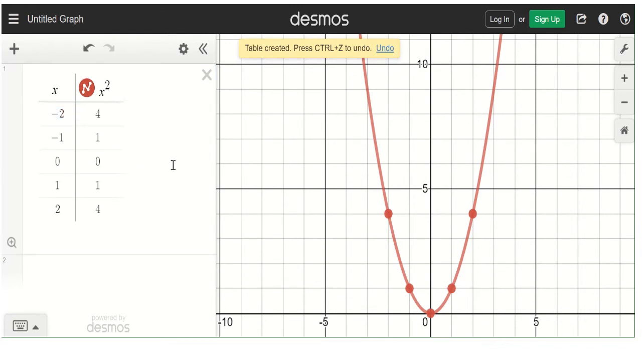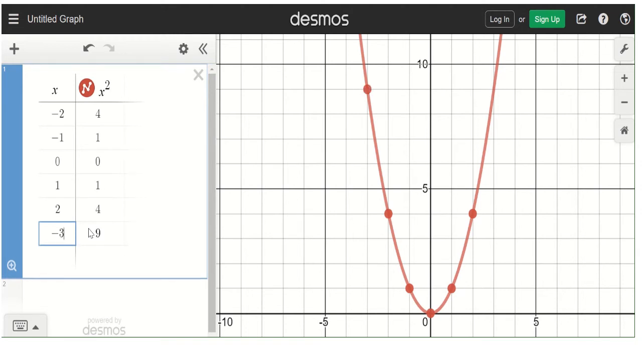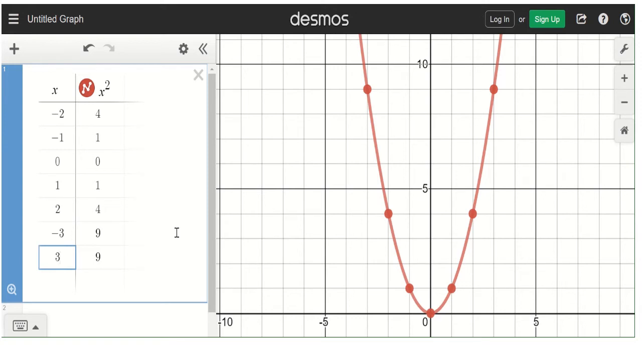So if you were to make this by hand, how did Desmos get those coordinates? Well, same thing that we did earlier. -2 squared is 4, -1 squared is 1, and so on. And we can even add some more points on here. So I'll type in -3 and 3. And we know those are both 9.